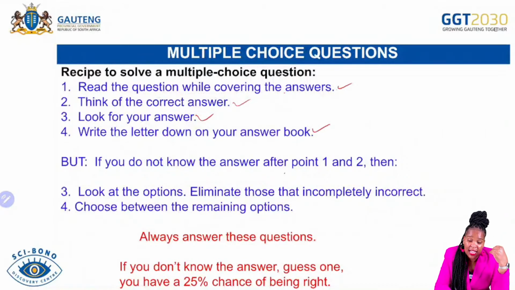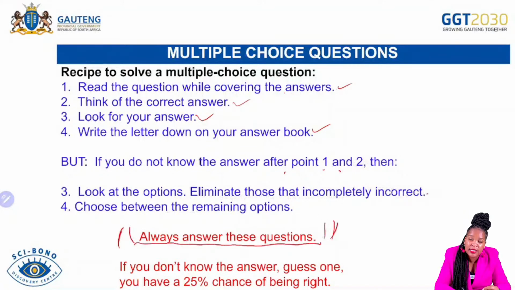But if you do not know the answer after point 1 and 2, then you must look at other options. Then you can eliminate those incompletely correct. So there will always be those two that you see, no, these are completely off. Use the method of elimination. You eliminate those two, and then you are going to be left with 2 options that you can choose from. Always answer these questions. I cannot emphasize this enough. You always have a 25% chance. If you are given 4 options, each option is 25% each.